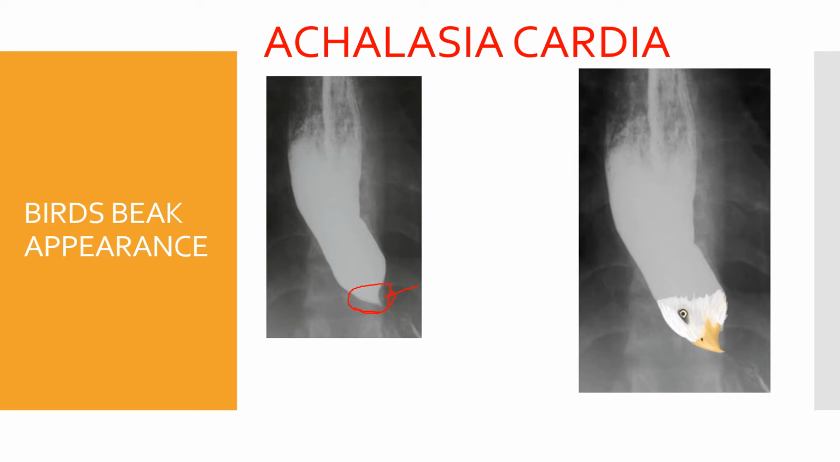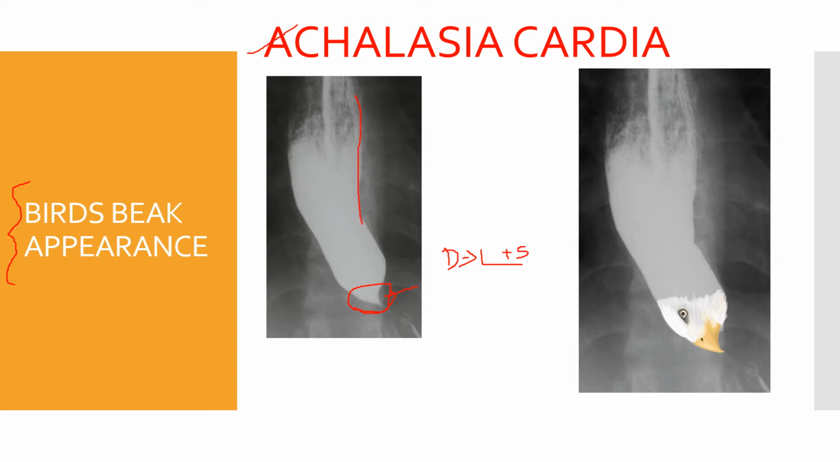The patient will usually present with dysphagia, and the dysphagia is usually towards both liquids and solids. I had already explained everything regarding achalasia cardia in my previous video, so today I will be talking mainly about the radiological findings. Usually in esophageal disorders we do barium studies, and in this condition the most important feature is the bird's beak appearance. So you can see here.